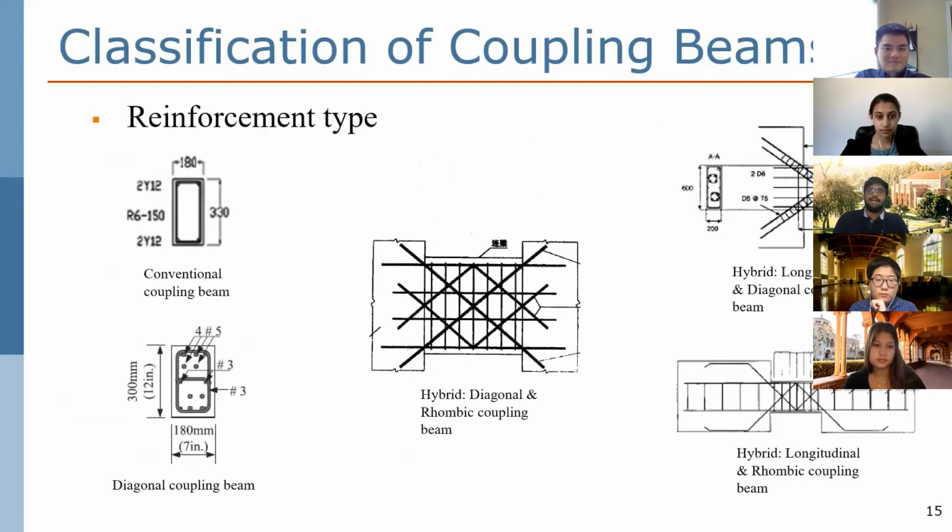Moving on, next we have the different types of reinforcements that we accounted for. As you know, ACI accounts for conventional and diagonal coupling beams, but we saw a couple more types of reinforcements which are documented in the database. Some of them are hybrid, which includes diagonal and rhombic coupling beams, longitudinal and diagonal coupling beams, both of them developed into the blocks, and longitudinal and rhombic coupling beams. So just a couple more than what there are in ACI 318.